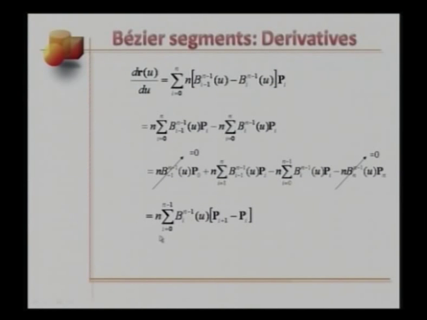If you try to compare this expression with an nth degree Bezier segment, we observe that this is very similar to that. The only difference is there we had the position vectors of the design points, but here we have free vectors. The degree of this curve will be n minus 1. So, a Bezier segment of degree n minus 1, but with free vectors, is obtained. And this segment is called a hodograph.